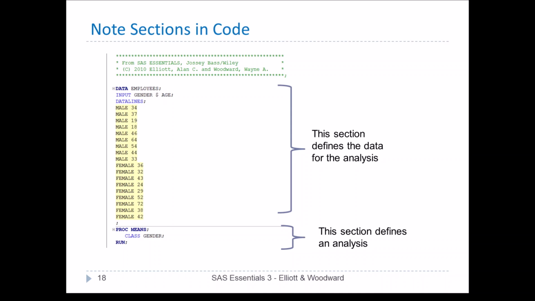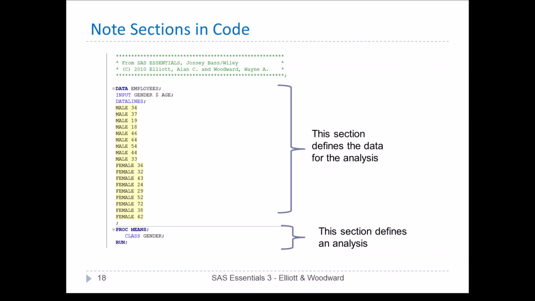And then the data line says, okay, all the data is going to appear on the next few lines. So here we see the two pieces of data, male 34, male 37, on down to female 36, etc. And the data ends with a semicolon. SAS automatically highlights the data in yellow so you'll know what your data looks like.